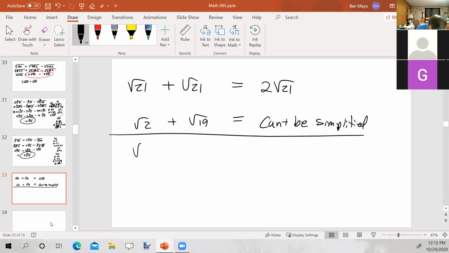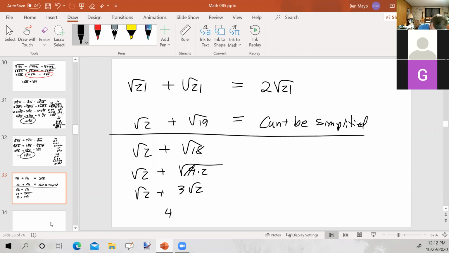What if you had this instead? You had the square root of 2 plus the square root of 18. Well, now this doesn't go any further, but this would be 9 times 2, which would be 3 square roots of 2, which would give you 4 square roots of 2. So the 19 doesn't break down, but the 18 does. Prime factorization. All right with that? Yes.